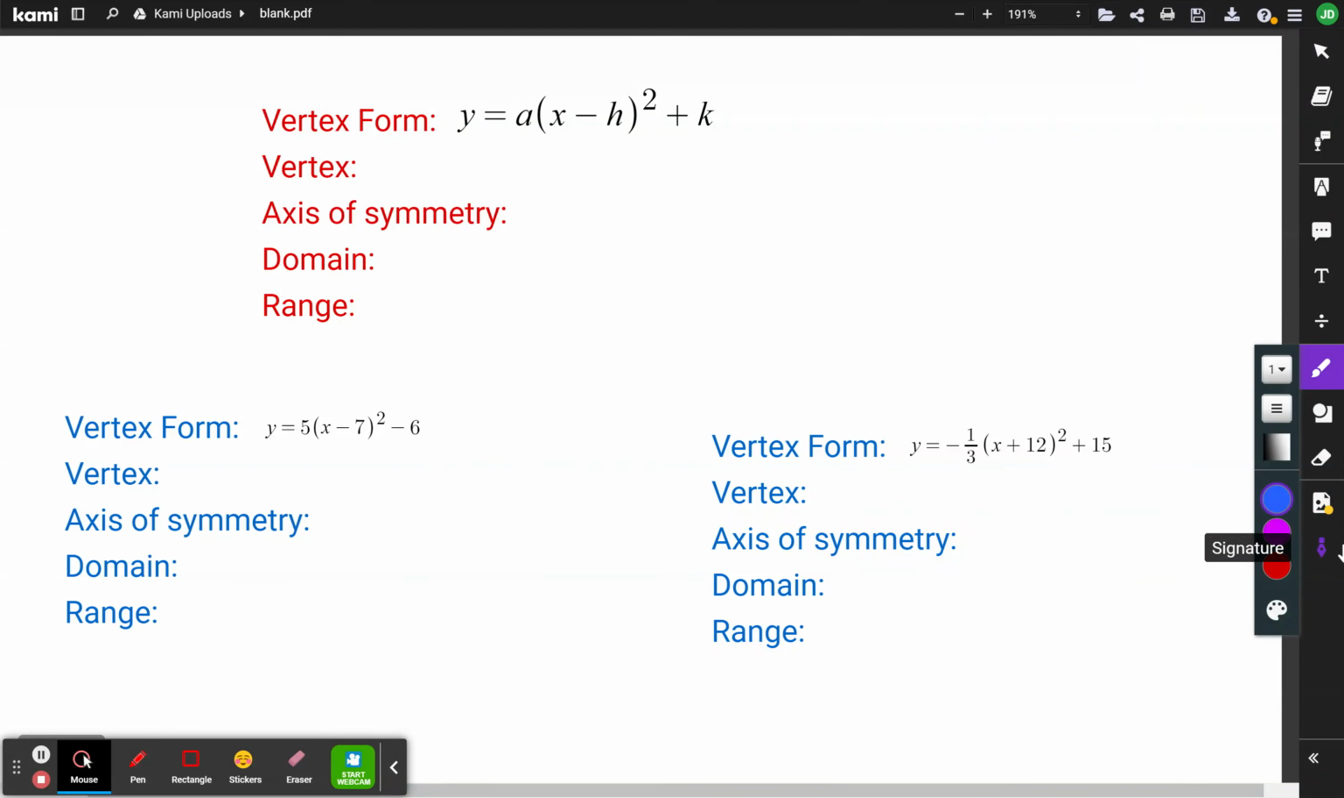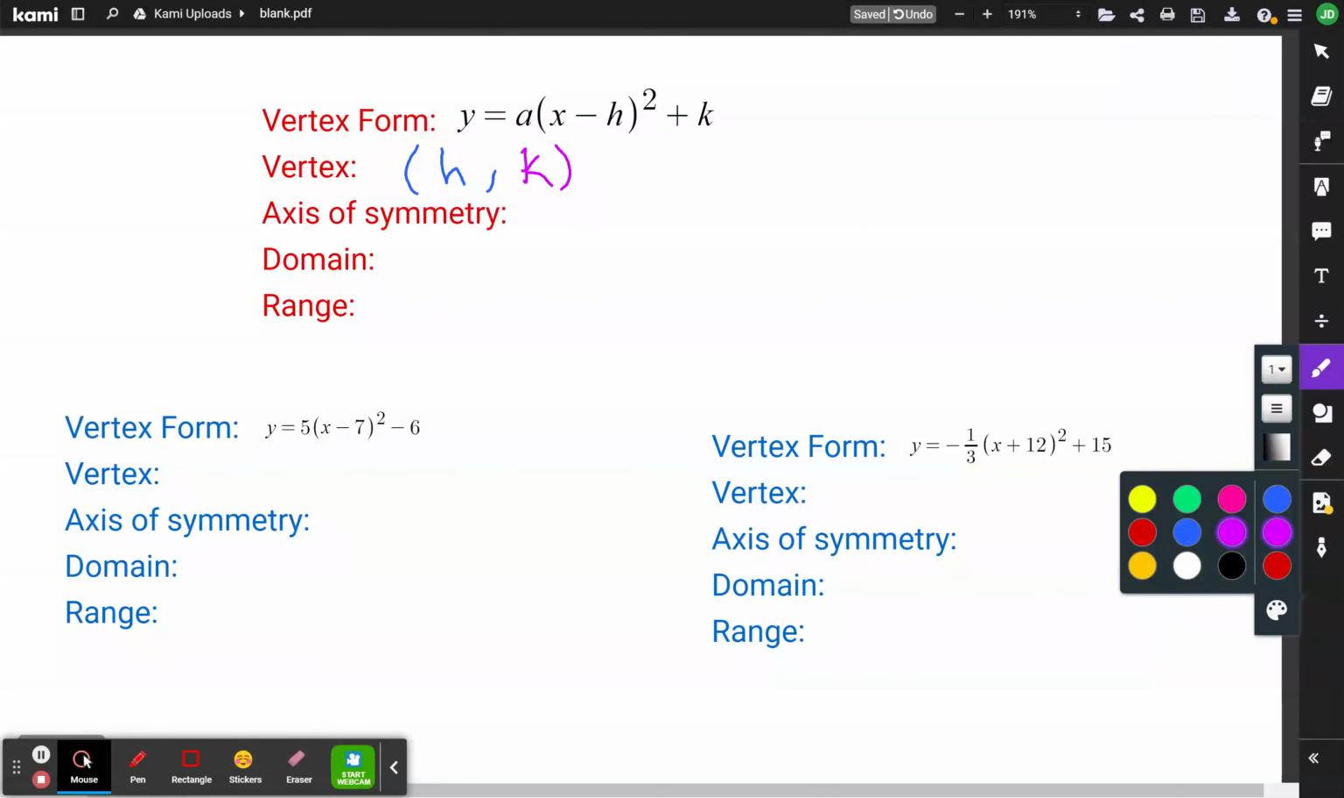Okay, this is going to be an example of answering the vertex, axis of symmetry, domain, and range for problems. All right, so we learned that the vertex is found by looking inside the parentheses and outside. You switch inside. So in this example, it would be a positive h, and then keep the same outside, so positive k.